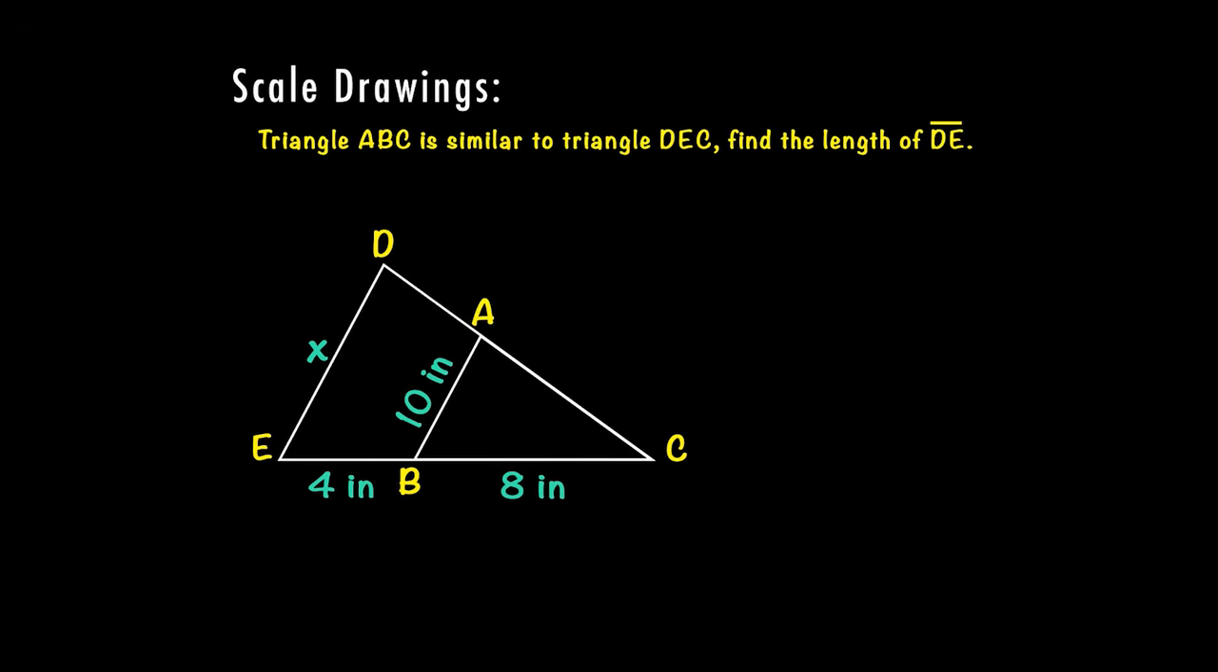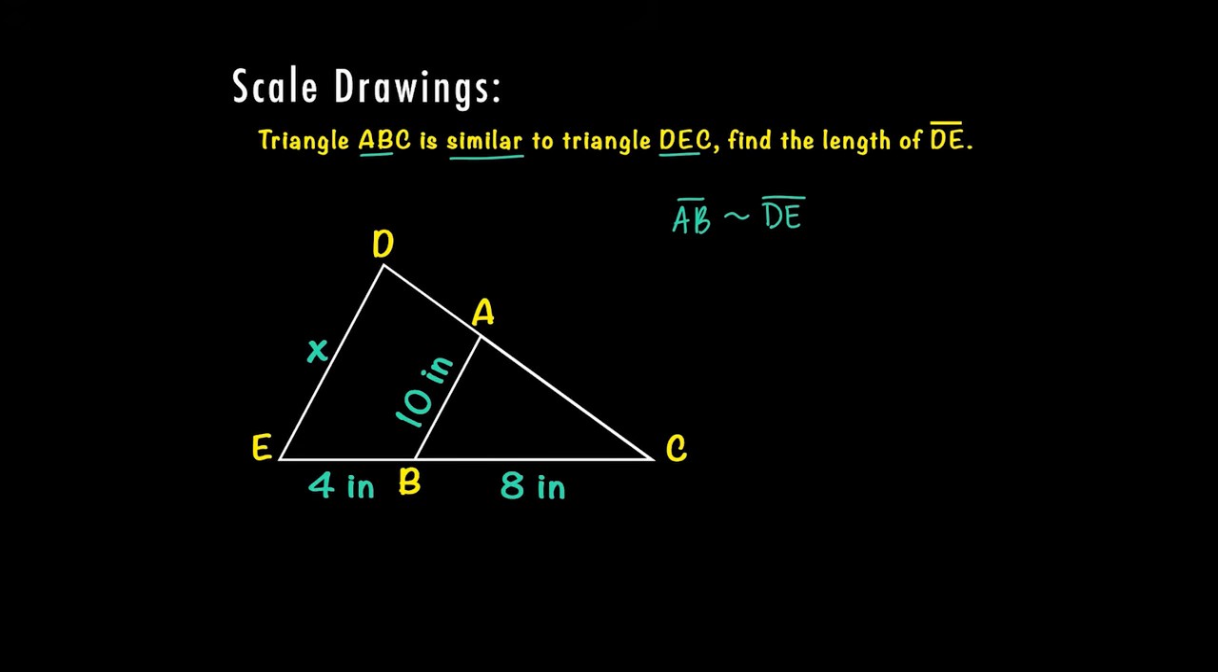Now, instead of having two shapes that are side by side, we actually have a triangle inside of a larger triangle. It does tell us that these triangles are similar. We need to find the length of DE. There's a couple of ways I can see which ones are going to be corresponding. DE is the first two letters of the triangle DEC, and AB is the first two letters of triangle ABC, which tells me that side length AB is similar to side length DE.